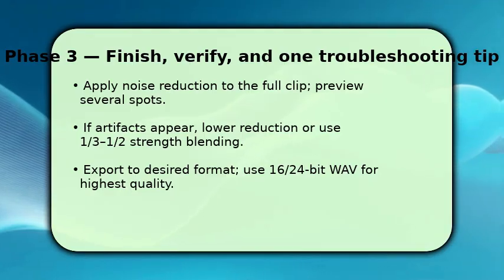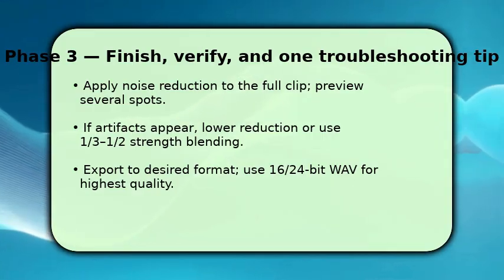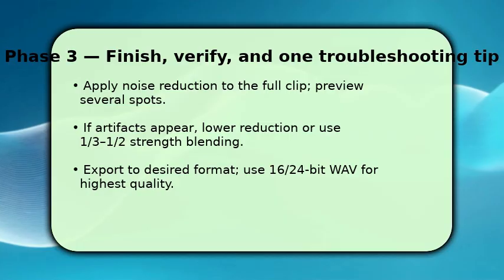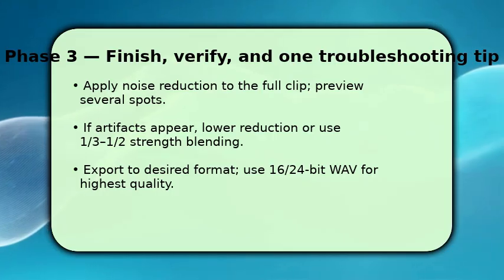If you hear pumping, metallic timbre, or unnatural syllables, back off the reduction amount and try blending. Apply at 1/3 to 1/2 strength and layer with a gentle equalizer to restore warmth. Once satisfied, normalize and export. Choose 16 or 24-bit WAV for editing or high-quality MP3 for delivery.